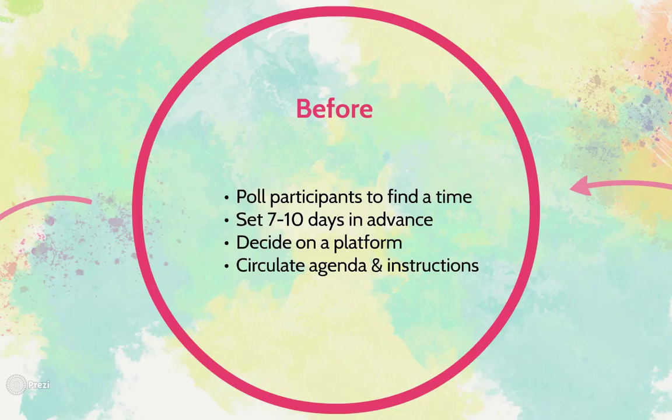First of all, you need to poll your participants to find a time that works for everyone. That's particularly important if you're in a whole lot of different time zones. Then you set that meeting time 7 to 10 days in advance. It helps to make sure that you circulate this in UTC time or GMT time to avoid any confusion with daylight savings. Depending on the number of people, that will help you decide what platform to use.